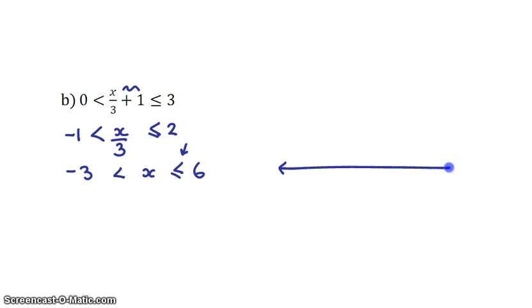Now let's just quickly do that on a number line. That means that x must go from negative 3, not including negative 3, to 6, but including 6. So hence the open dot and the closed dot.